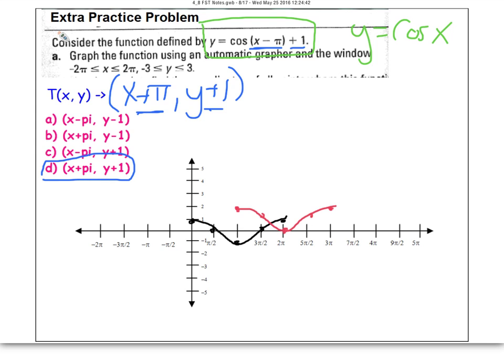Now if they ask me, by the way, what's the phase shift? The phase shift on here, I'll do numerical, is plus pi. The vertical shift on there is plus 1. So what we're doing is right pi and up 1.